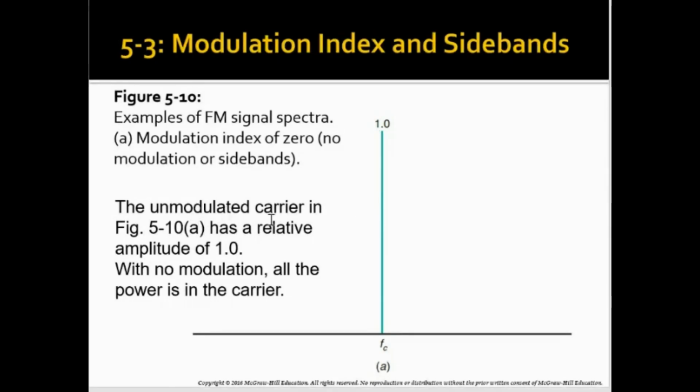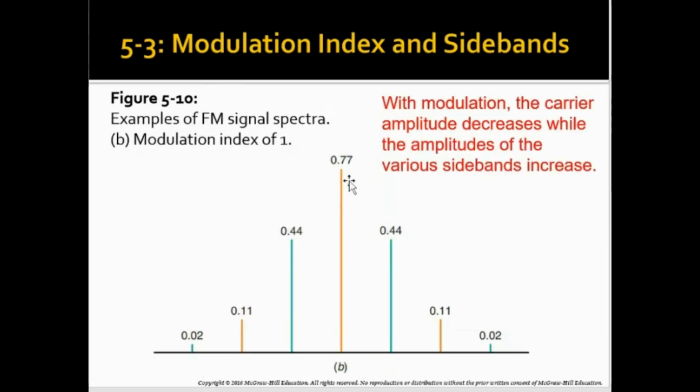The unmodulated carrier in this has a relative amplitude of 1 with no modulation. All the power is in the carrier. So this is the highest power in the carrier. Now let's go to another example.